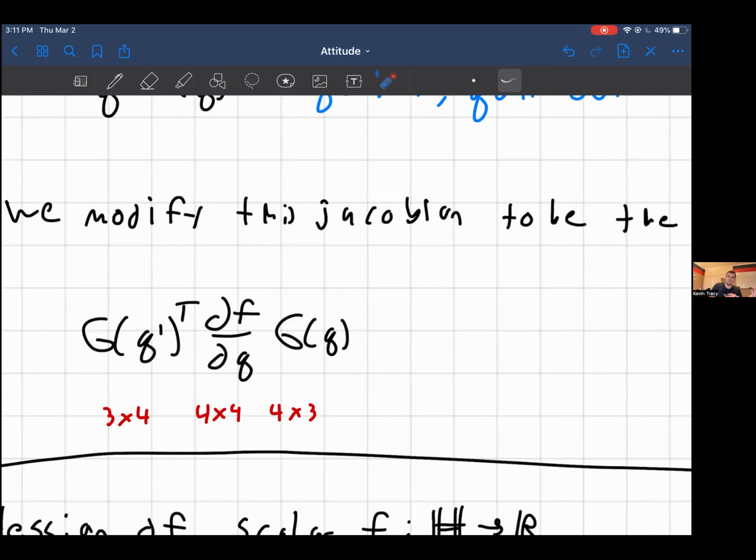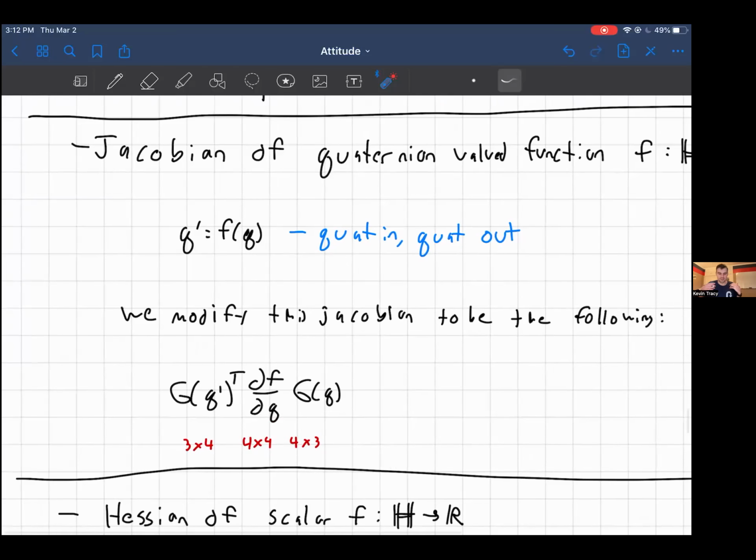And then on the output, we have to convert what would have been a 4-dimensional change in dq. We're now going to convert that back down to a 3-dimensional thing. And this uses the G matrix again, transposed, but this is G prime, for the quaternion that is the output of our function f of q. So for a function f that takes in a quaternion and outputs a quaternion, the way that we modify this Jacobian is we sandwich it between these 2 G's, where on the right it's the input q, and on the left it's the output q.